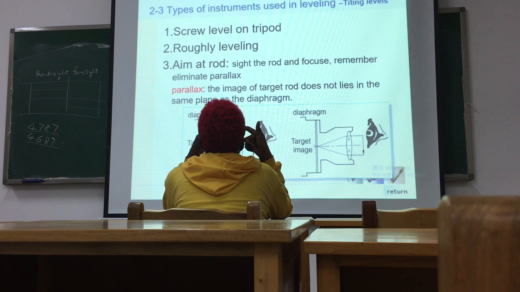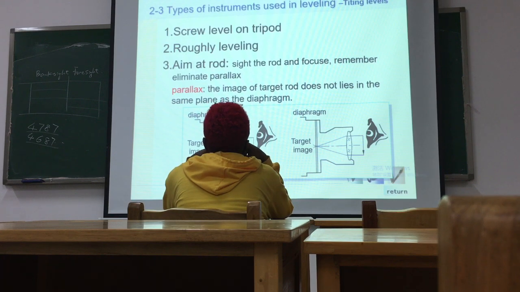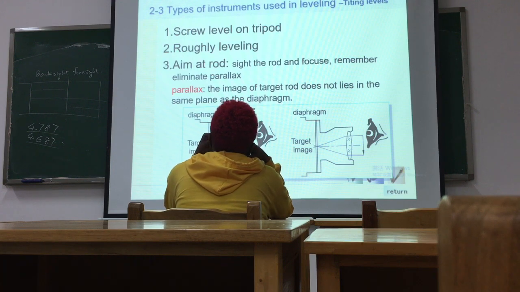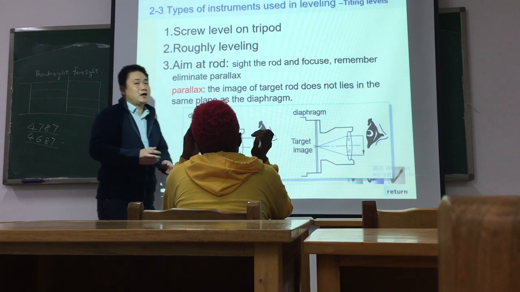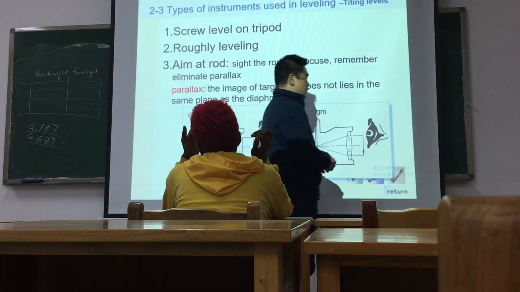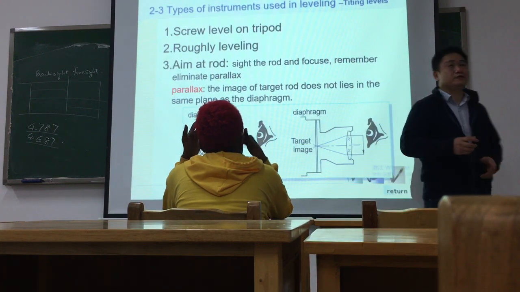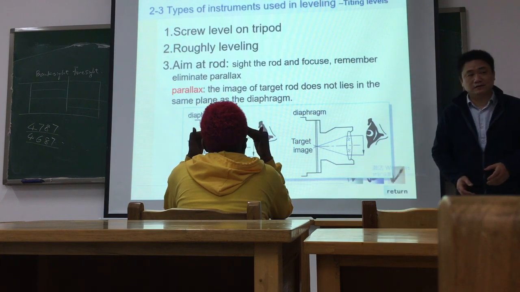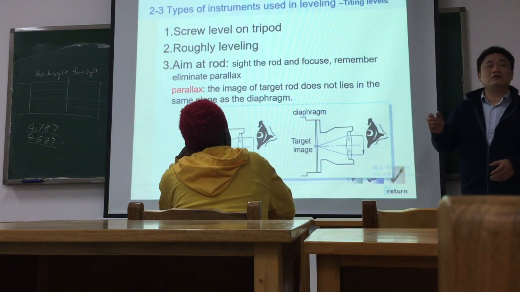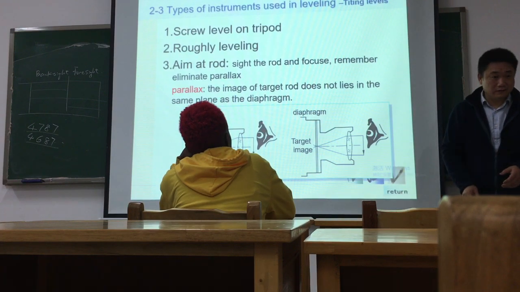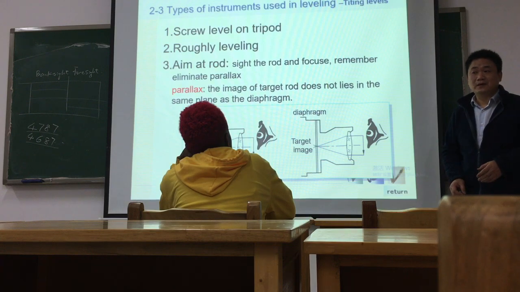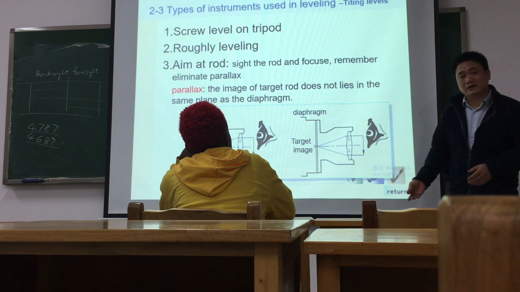Remember, when you aim at the rod, you should do something to eliminate the parallax. Yesterday, we didn't talk about that. If you aim at the target, screw the focusing screw to make the target clear and rotate the ring of the eyepiece to make the crosshair clear at the same time. The target is clear, the crosshair is clear.